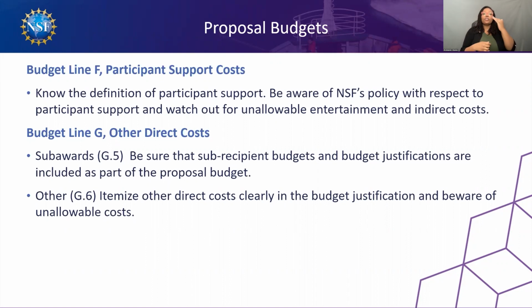Next slide. Budget line F, participant support costs. Another definition of participant support. Be aware of NSF's policy with respect to participant support and watch out for unallowable entertainment and indirect costs. Budget line G, other direct costs. Subawards, G5. Please be sure that your subawards budgets and budget justifications are included as a part of the proposal budget. G6 other, this is a very gray area where the costs may be allowable, but any costs that are allocated to this G6 other category must be clearly justified, okay?